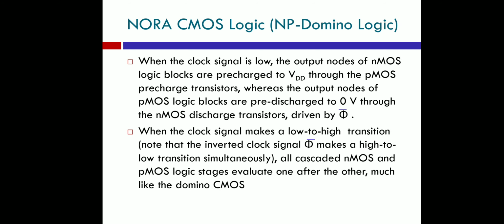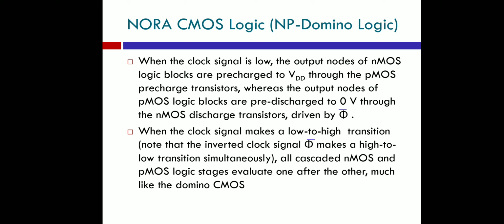When the clock signal is low, output nodes of NMOS are pre-charged to VDD through the PMOS pre-charge transistors, whereas the output nodes of PMOS logic blocks are pre-discharged to 0 through the NMOS discharge transistors.